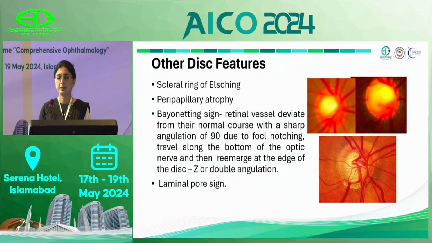Other features of glaucomatous optic neuropathy are baring of the circumlinear vessels, bayoneting, Z-shaped angulation of blood vessels, thinning of the vessels at the edge of the disc, then the laminar dot sign, and finally beta peripapillary atrophy.